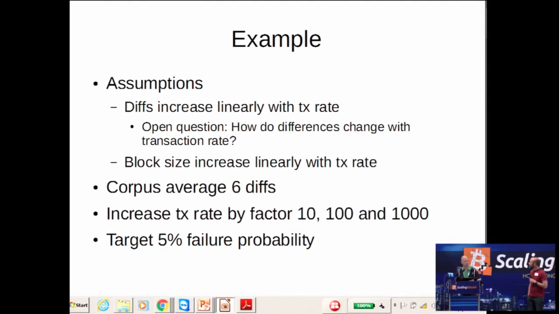We have to make a few assumptions in this example. We will assume here that the number of differences increase linearly with transaction rate, and we will also assume that the block size increase linearly with transaction rate. The corpus averages about 6 diffs per block. And now let's pretend that the transaction rate increases by a factor of 10, 100, and 1,000. That would mean that we would have to encode 6 differences for factor 1, 60 differences, 600 differences, and 6,000 differences. What would that look like now if we target 5% failure probability?